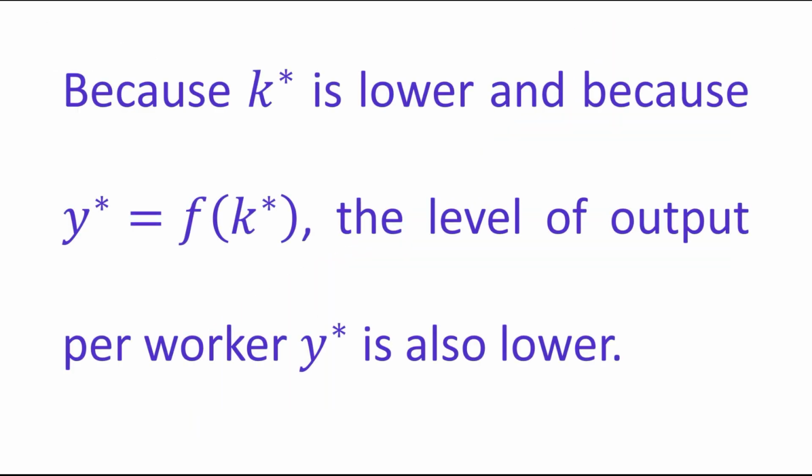Because K star is lower, and because output per worker is a function of capital per worker, the level of output per worker, which is Y star, is also lower. If this K star reduces, then Y star will also be lower.